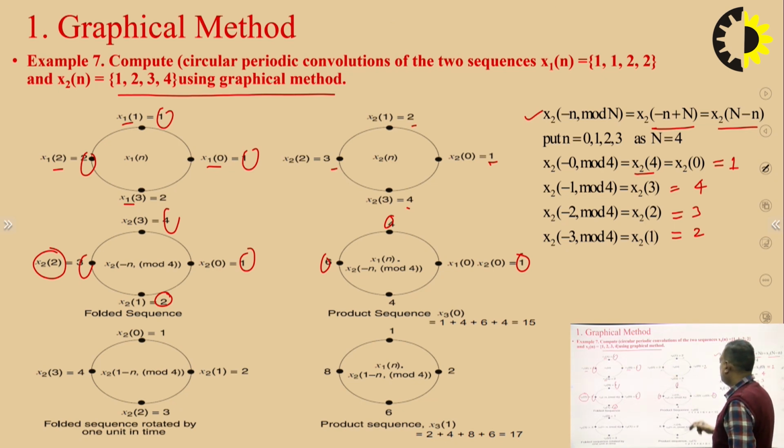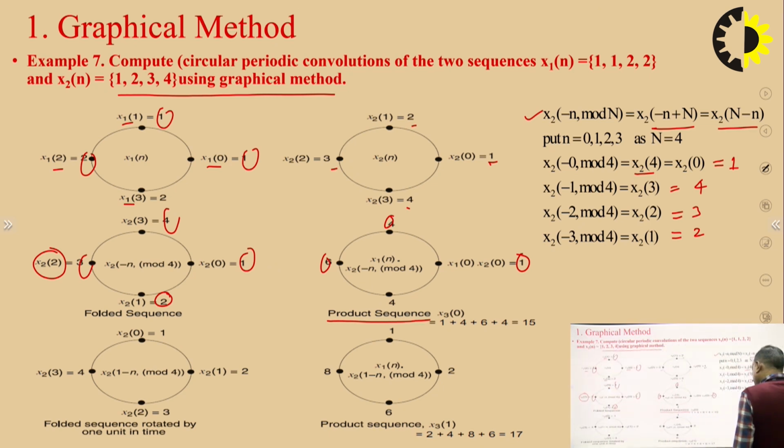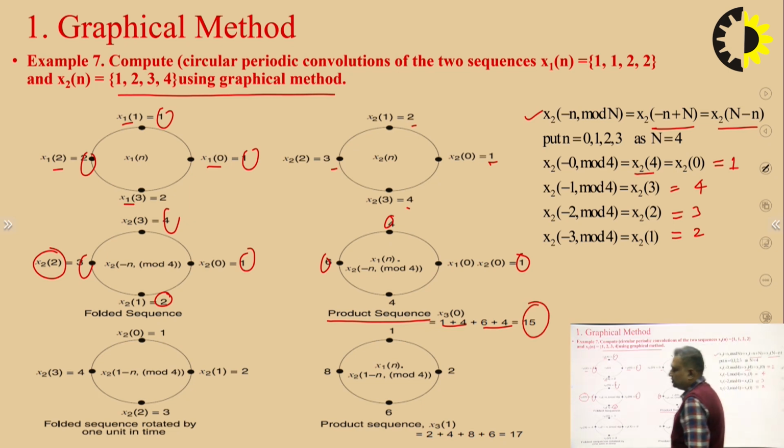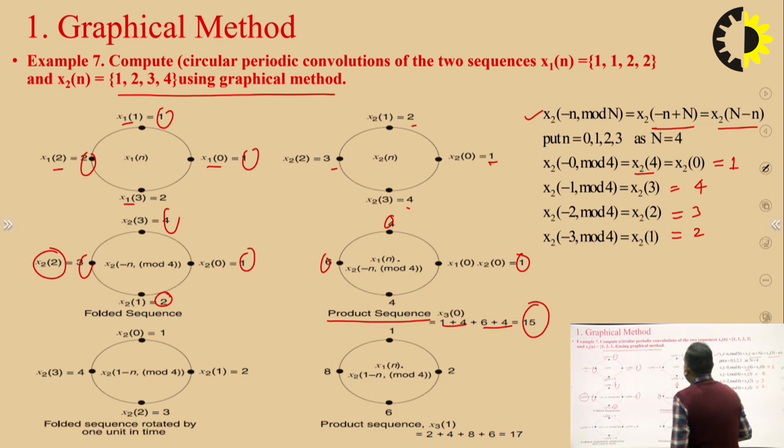Now we will add it up. So the product sequence, let's say this is x3[n]. The first value that we obtain is x3[0], which will be equal to 1 plus 4 plus 6 plus 4, that is equal to 15. So the first circularly convolved value that we have obtained is 15 in this case. Okay. Now again we will find the second value. So we will shift it by 1 unit in the anti-clockwise direction. So this will become x2[(1 - n)].